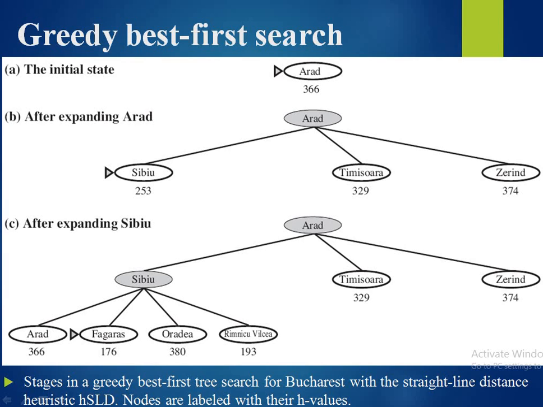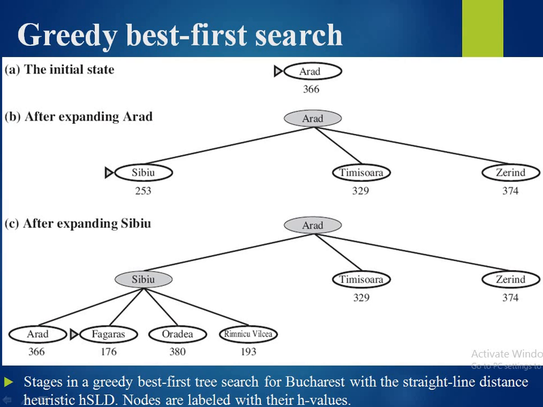Here again the distances from Sibiu to Bucharest, Timisoara to Bucharest and Zerind to Bucharest are provided. So what is the shortest distance? It is from Sibiu, so here Sibiu is selected. After expanding Sibiu, we again obtain four different paths from Sibiu: one towards Arad, another to Făgăraș, then Oradea, and the last one is Râmnicu Vilcea.